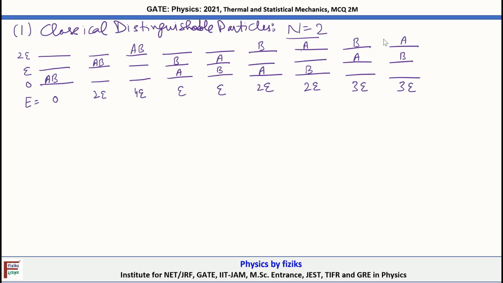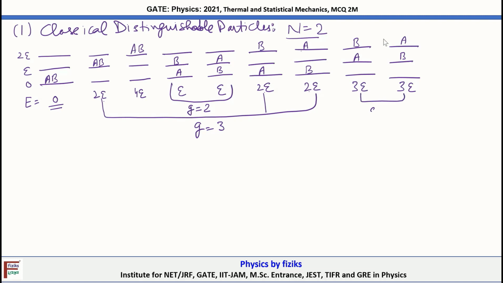Now we have only one microstate with energy 0. Let's see how many microstates there are with energy E. Here we have 2 microstates with energy E, so for this case the degeneracy G is equal to 2. Now how many microstates with energy 2E? 1, 2 and 3. I will club these microstates. So there are microstates with G equal to 3. These microstates have the same energy, 2E. And how many with 3E? There are only 2, so the degeneracy is 2. And how many with the energy 4E? There is only 1. It's non-degenerate.